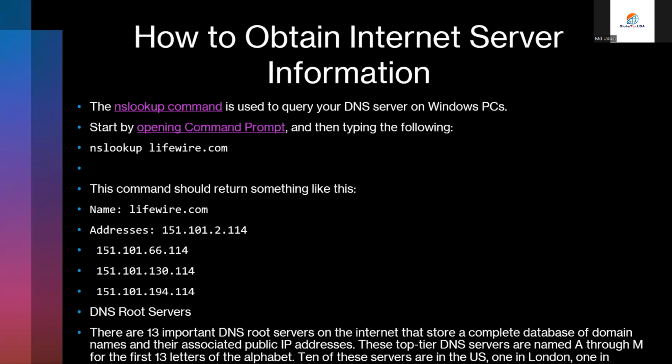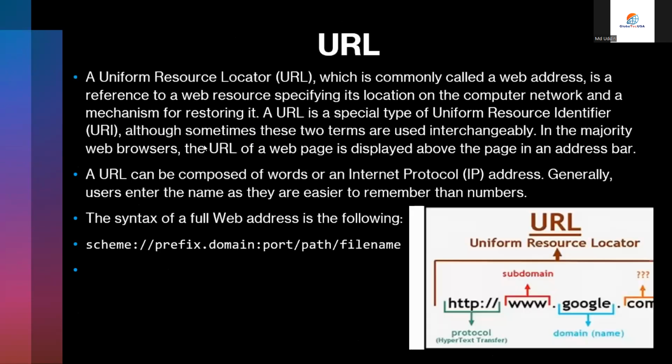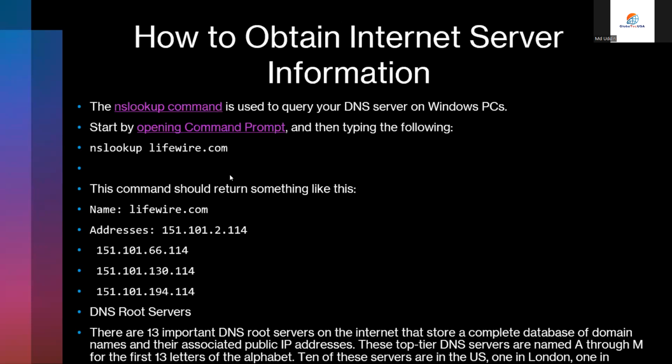And try to type this one, nslookup lifeware.com. You'll see that you'll get the domain name lifeware.com and the addresses associated with this, the hardware addresses, you'll get it, and then you'll get the IP addresses.